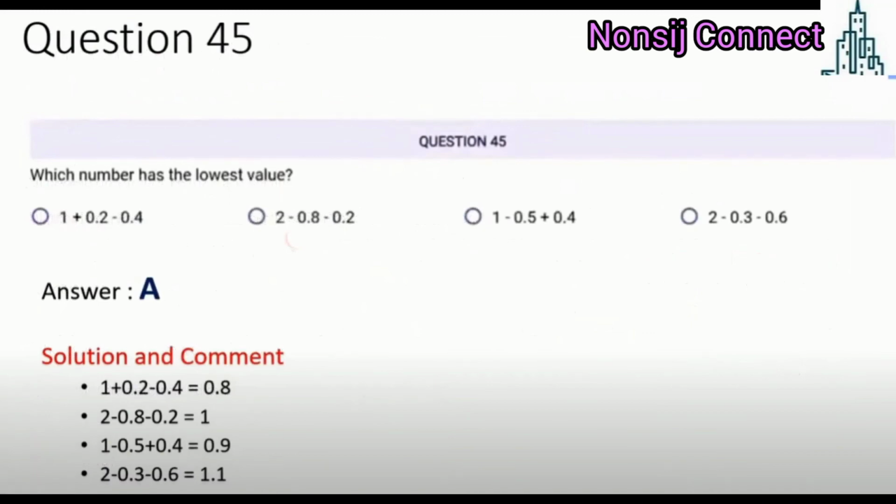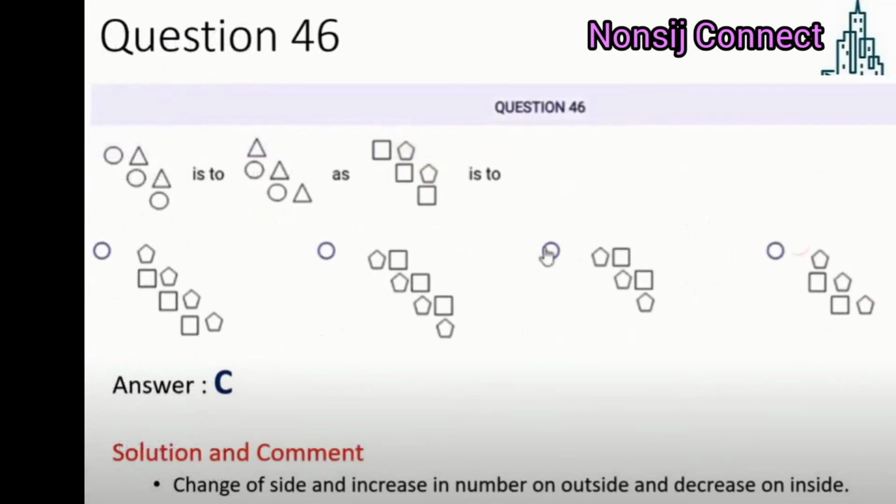What number has the lowest value? Once you use a calculator, you will see that A is the answer. And I've solved this question also. And the answer to this question is what? Is C. Now the next one.